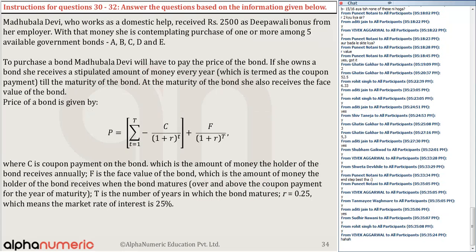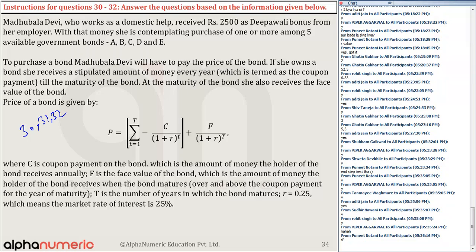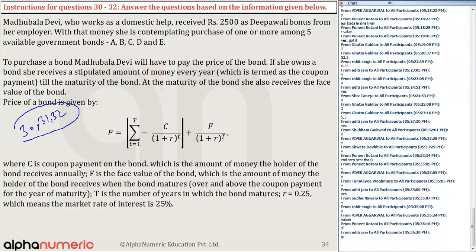Now 30, 31, 32. Let me see how many of you are done. Again a DI set. Nobody has attempted it. 30, 31, 32, none of you have attempted, not even a single person.